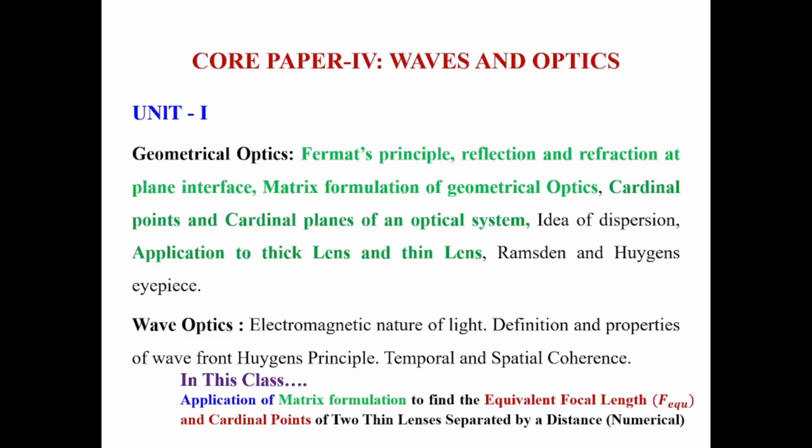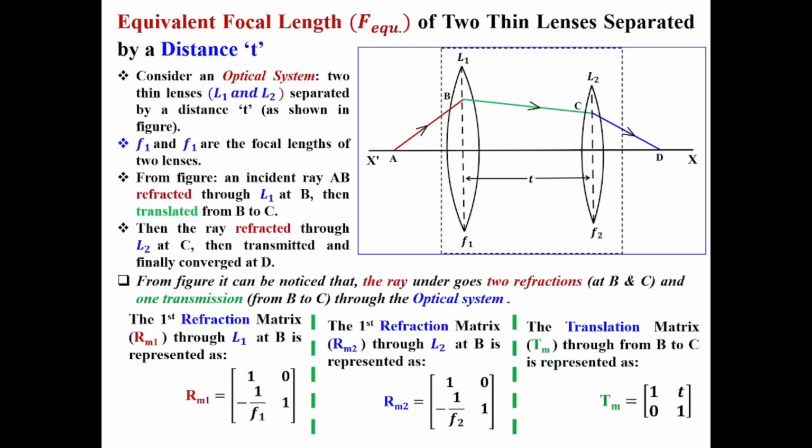In this class, we are going to find the equivalent focal length and cardinal points of two thin lenses separated by a distance, along with a numerical on this topic. So let us start here.